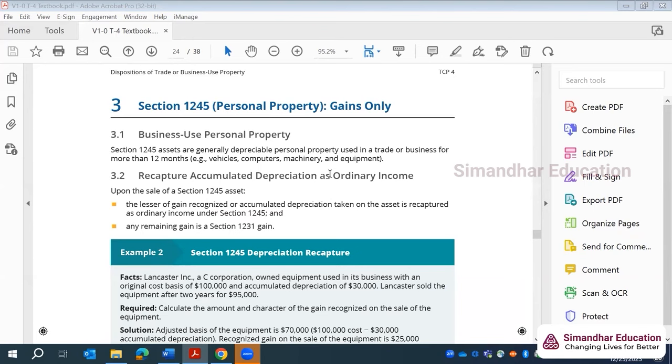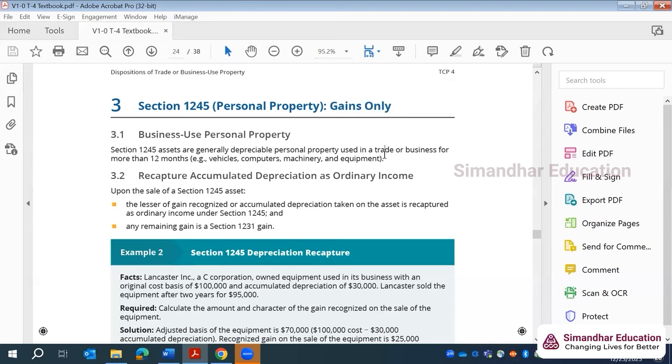And this section is only applicable to gains. Section 1245 is a section on personal property. What is personal property? Personal properties are generally depreciable personal property used in trade or business for more than 12 months. So your vehicles, your computers, machinery, equipment, tools, all these are your Section 1245 property.